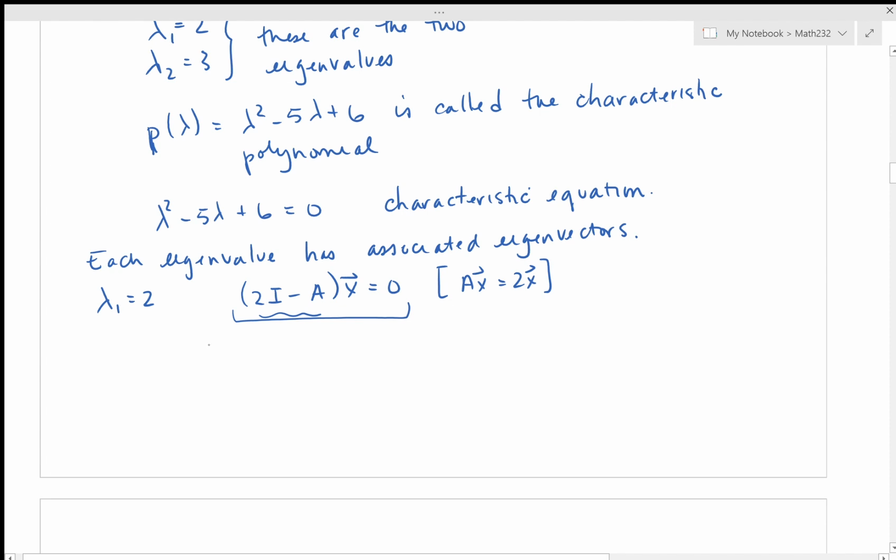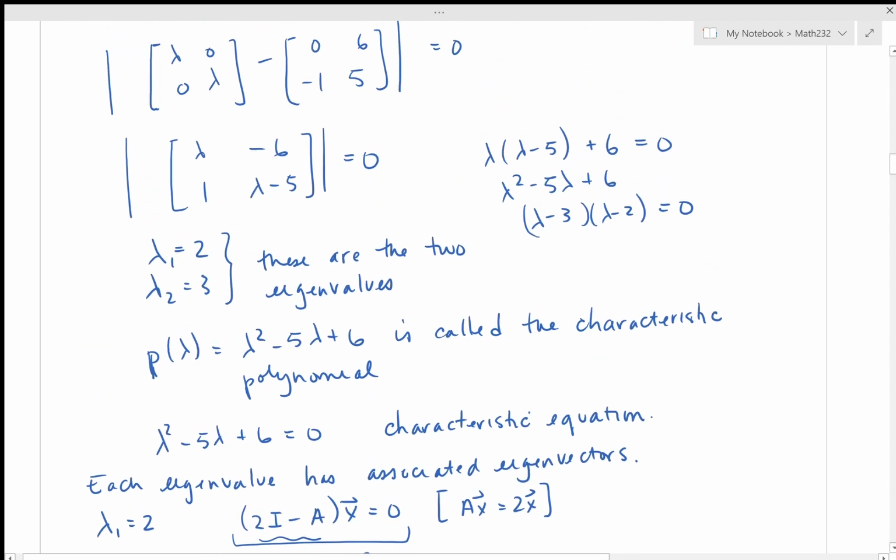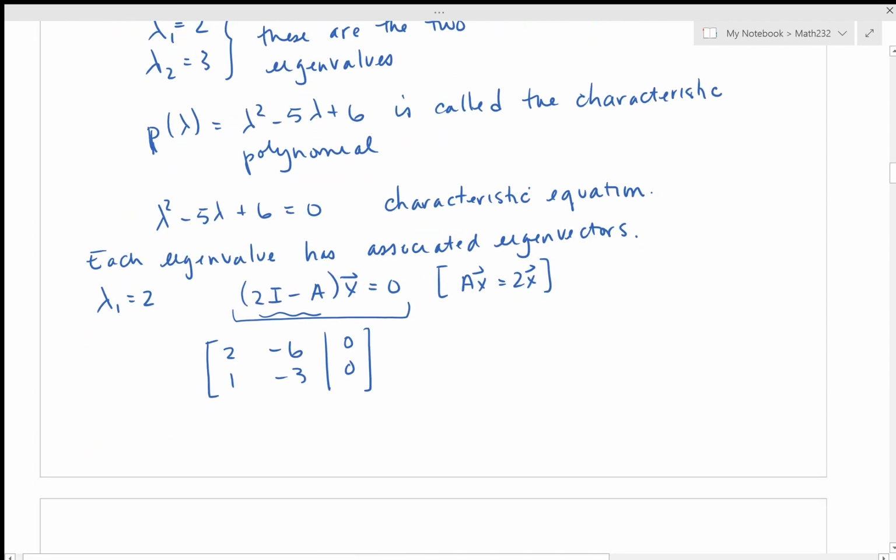So what does that look like? 2I minus A looks like this, 2 minus 6, 1 minus 3, and then we want to know for what values of x that equals 0. I'm just going to roll back here and show you what I'm doing in case it's not clear, and that is I am substituting in 2 right here. I don't have to do a lot of calculations. It's sitting already right there from having found the eigenvalues. That is 2 minus 6, 1 minus 3. Okay, so there it is.